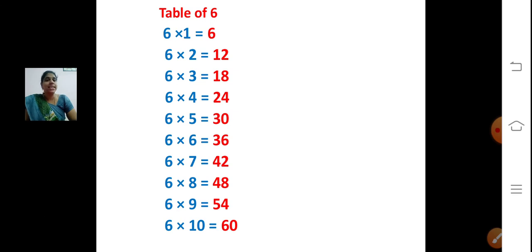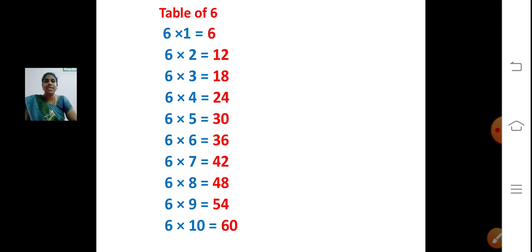6 ones are 6. 6 twos are 12. 6 threes are 18. 6 fours are 24. 6 fives are 30. 6 sixes are 36. 6 sevens are 42. 6 eights are 48. 6 nines are 54. 6 tens are 60. I'll repeat it one more time.